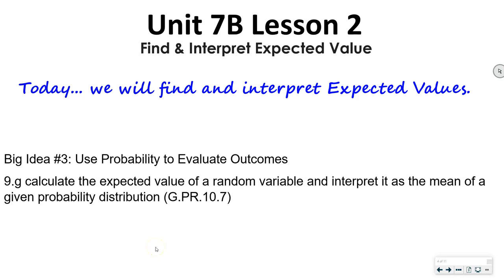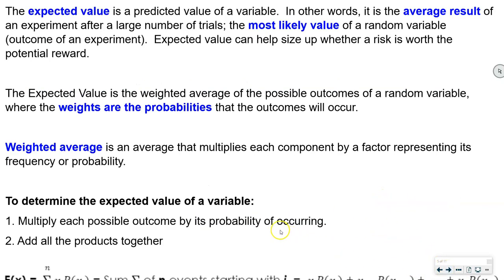So in this lesson today, we are going to find and interpret expected values. This is the big idea: use probability to value outcomes. We're going to calculate the expected value of a random variable and interpret it as a mean of a given probability distribution, basically to answer some questions.